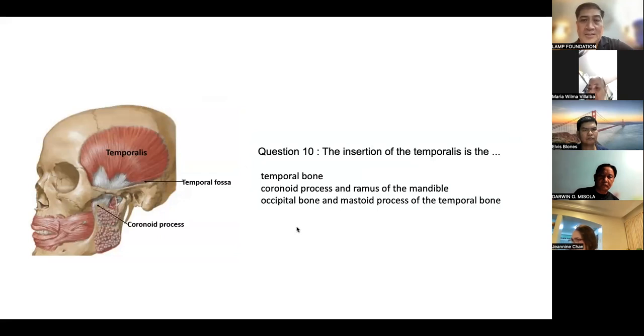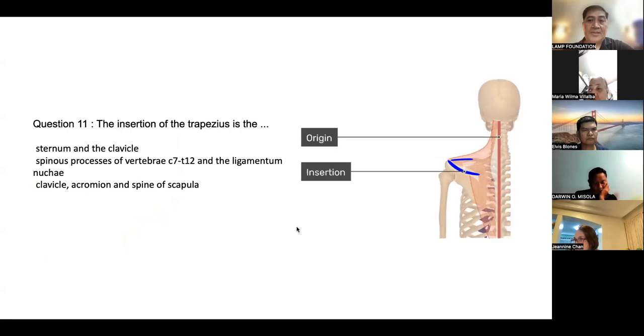Insertion of the temporalis: the mandible. Makikita sa coronoid process and ramus of the mandible. Insertion of the trapezius: obvious na obvious, spinous process of vertebrae. Ano sa insertion? The clavicle, acromion, and spine of the scapula.